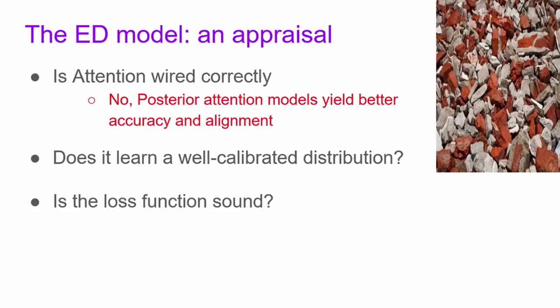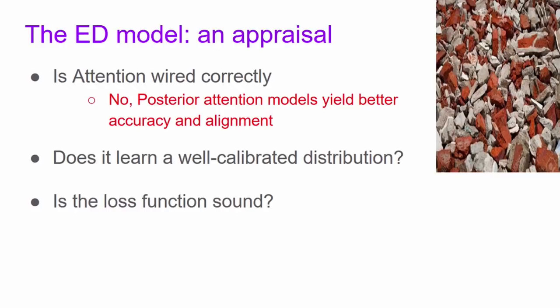So this is one part of my talk where I established that a simple rewiring of the way in which the attention is computed and used in computing the output probability can improve accuracy, give you better alignment, and is in general the right thing to be doing.